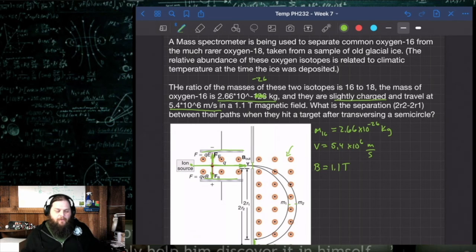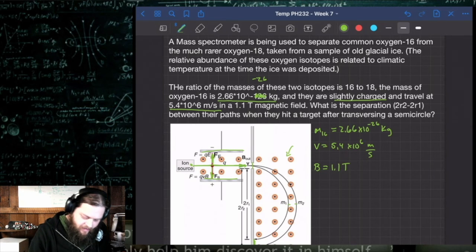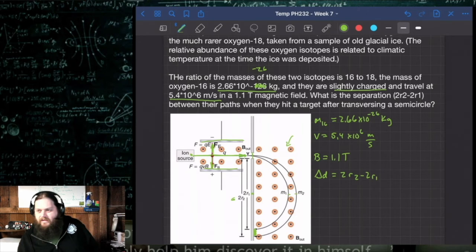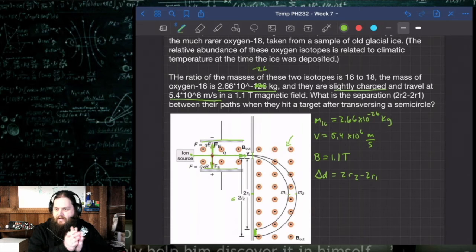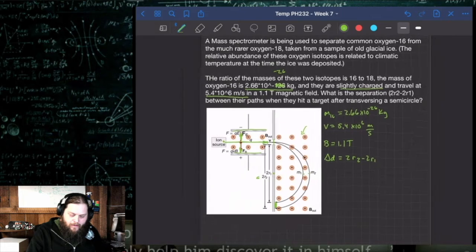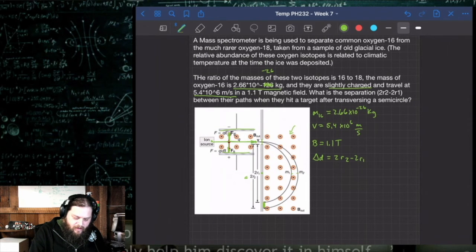They want to know what is the separation, and they give us this delta D, which is equal to 2R2 minus 2R1. Notice R2 is longer than R1, so they just want this little distance in between there. What is the difference in the radius? When they actually hit their targets, what's the difference in their distance between them? It says, what is the separation between their paths as they hit their target after traversing a semicircle? There's that semicircle, and they use that semicircle so they can use twice the radius to determine that delta D.